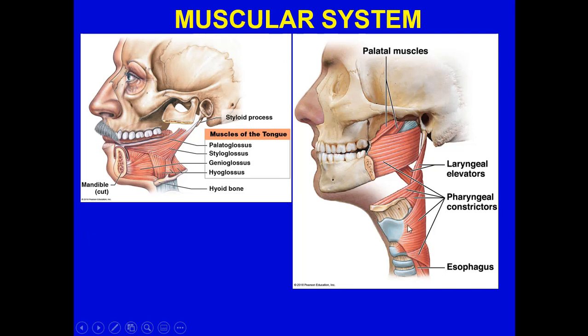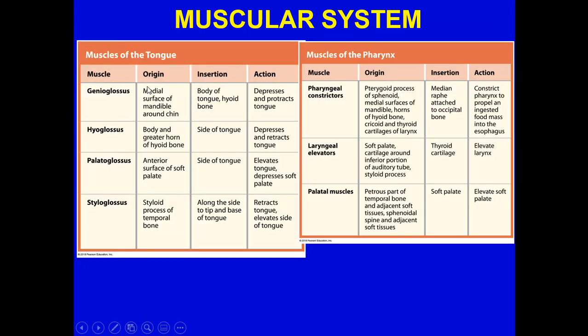Here underneath is the esophagus. I would encourage you to go over both origin and insertion as well as action of these muscles here. Okay.